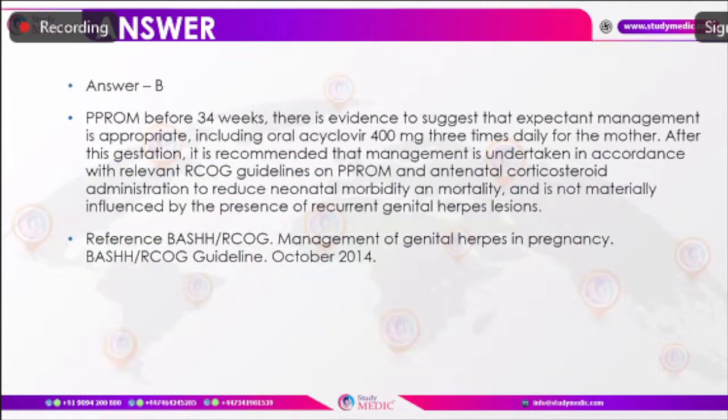So the answer is going to be option B. Because it is before 34 weeks, we are going to give her starter on oral acyclovir and we are going to give her steroids also.